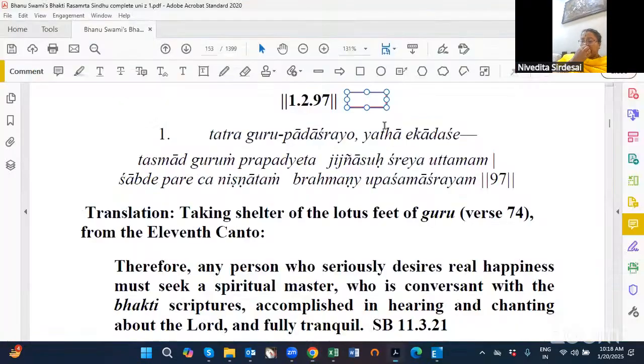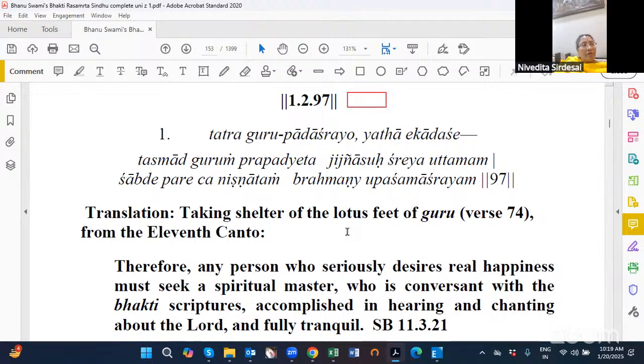Verse 1.2.97. Tatra Guru Padashraya Yatha Ekadashe. The 11th canto speaks about taking shelter of the spiritual master. Tasmad Gurum Prapadyeta Jigyasu Shreya Uttamam, Shabde Pare Cha Nishthanam Brahmanya Upashamashrayam. The word Samashrayam is there.